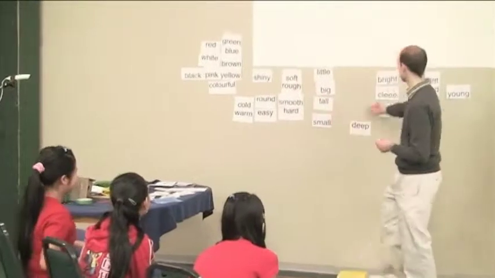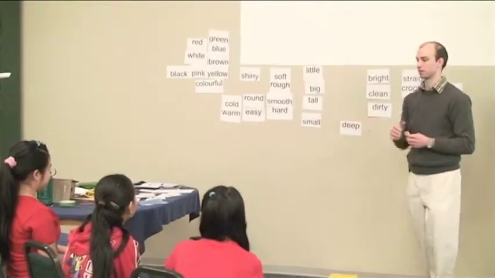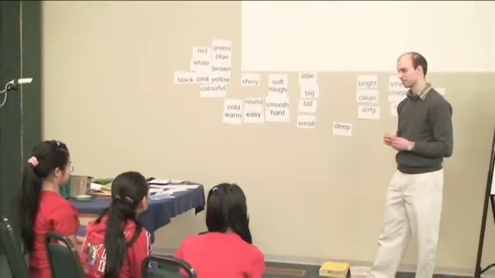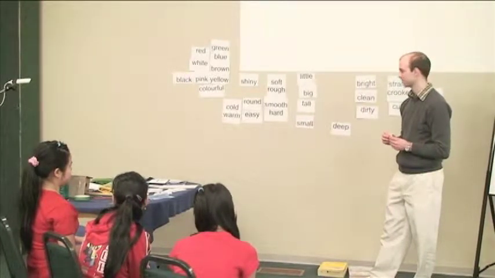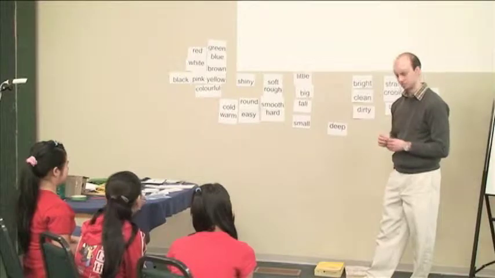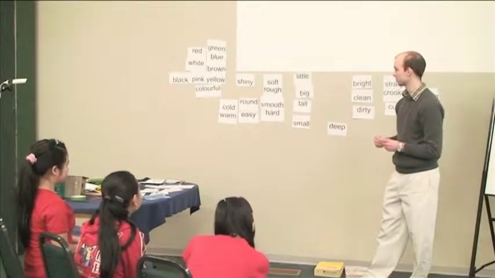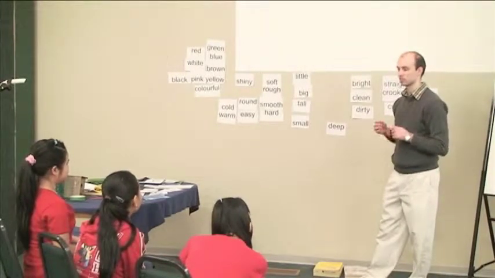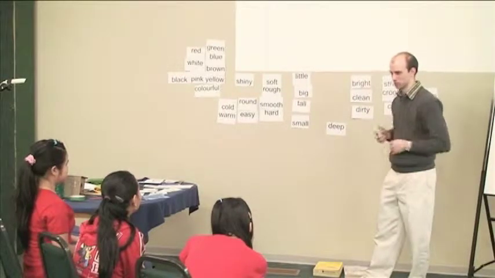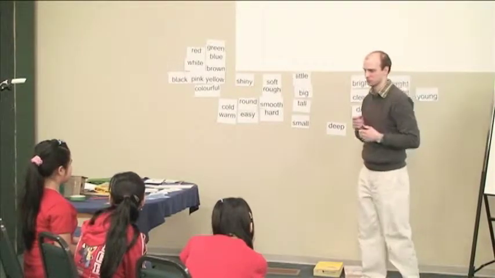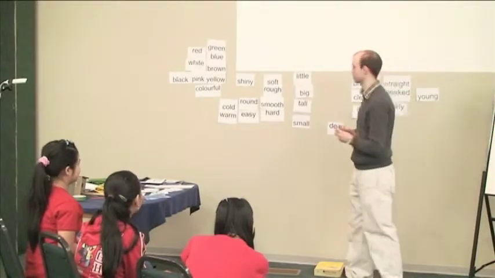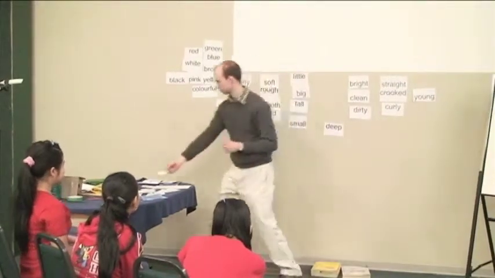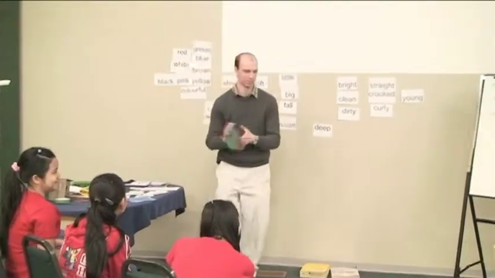What words from here can you use to describe the blanket? Soft. Yes, that's true. What else? If it's really cold outside, you can put the blanket around you and then you will be warm. Yes. Blanket is also very warm. Okay. Next up, let's see.